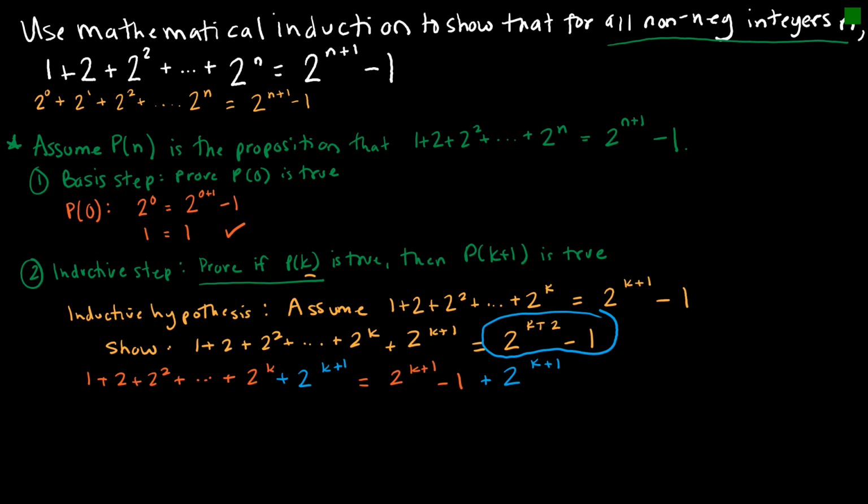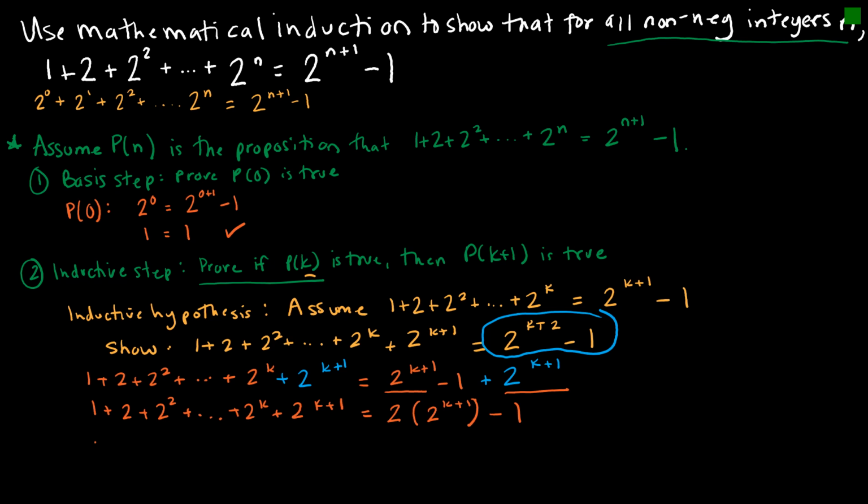So on the left side, I have exactly what I want. I have 1 plus 2 plus 2 squared plus blah blah blah plus 2 to the k plus 2 to the k plus 1, which is what I wanted. On the right side, what if I combined my like terms here? What if I said, well, in fact, I have 2 to the k plus 1s minus 1. Because I do. I have a 2 to the k plus 1 and I have a 2 to the k plus 1. And so really I'm just saying, hey, I've got 2 of those.